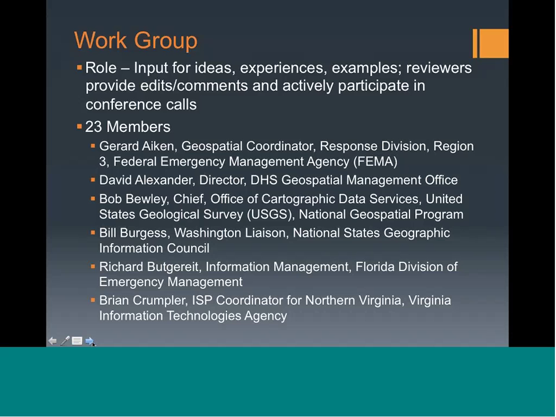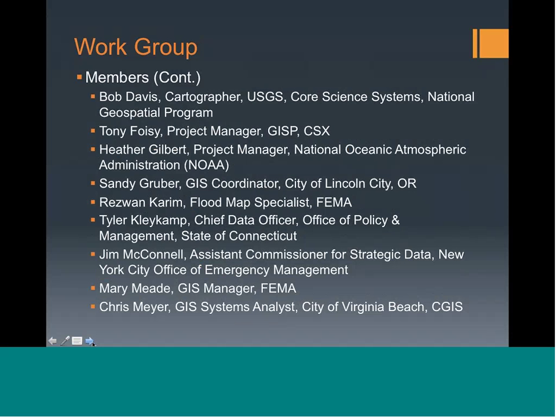So, the members of the work group, I'll just mention, we've got people from FEMA, from DHS, from NISJIC, Richard Butkerwright, an expert in coastal storms from Florida, Brian Crumpler from Virginia, Tony Foisey with CSX Railroad. He used to be a meteorologist before he was a GIS professional, and that was an interesting combination here. Sandy Gruber from the city of Lincoln City in Oregon, Jim McConnell, assistant commissioner from New York City, who had obviously just gotten through dealing with Sandy a couple of years ago.